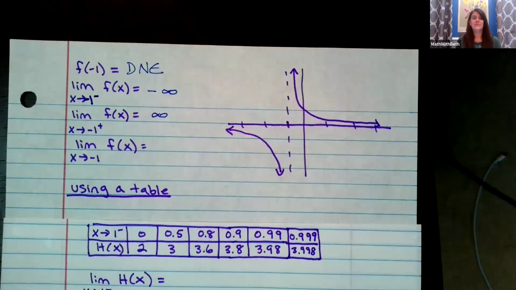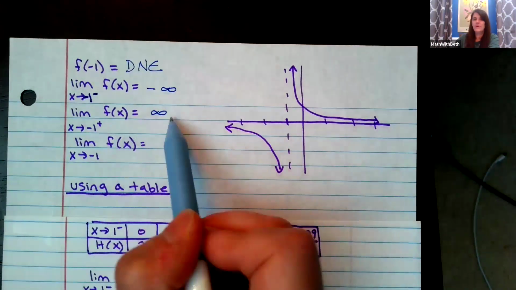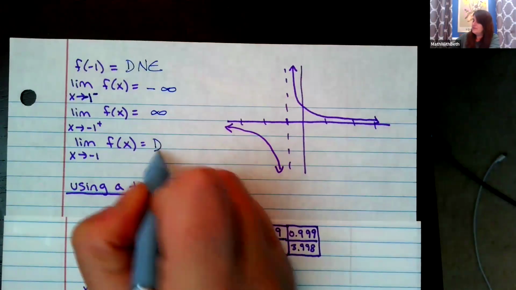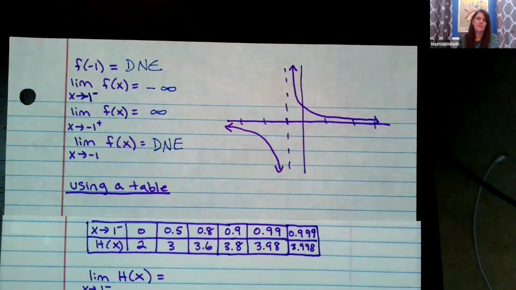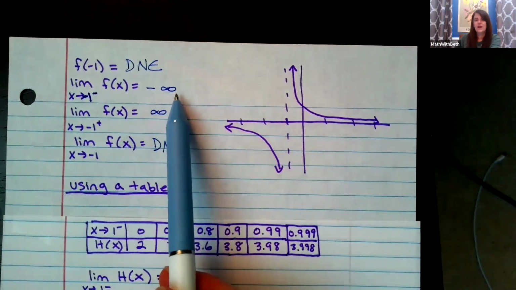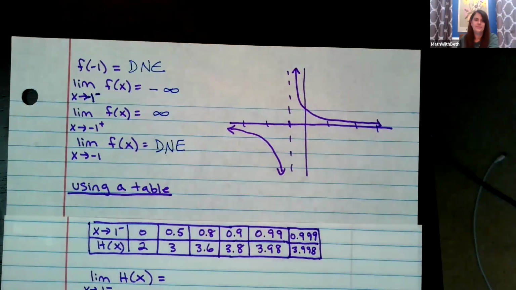So now when they ask me the limit at -1, I already know that from the left and from the right, I got two different answers. So this time my limit does not exist at -1, because in order to have a limit, it has to match the answer you would have gotten if you did it from the left and from the right.